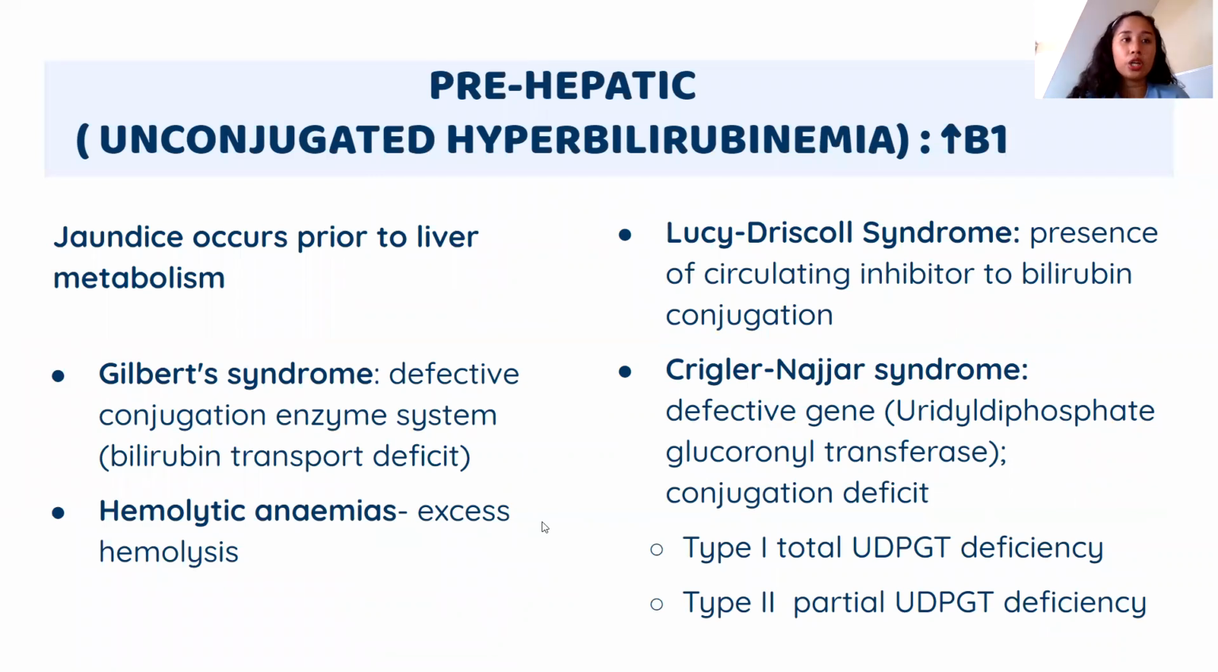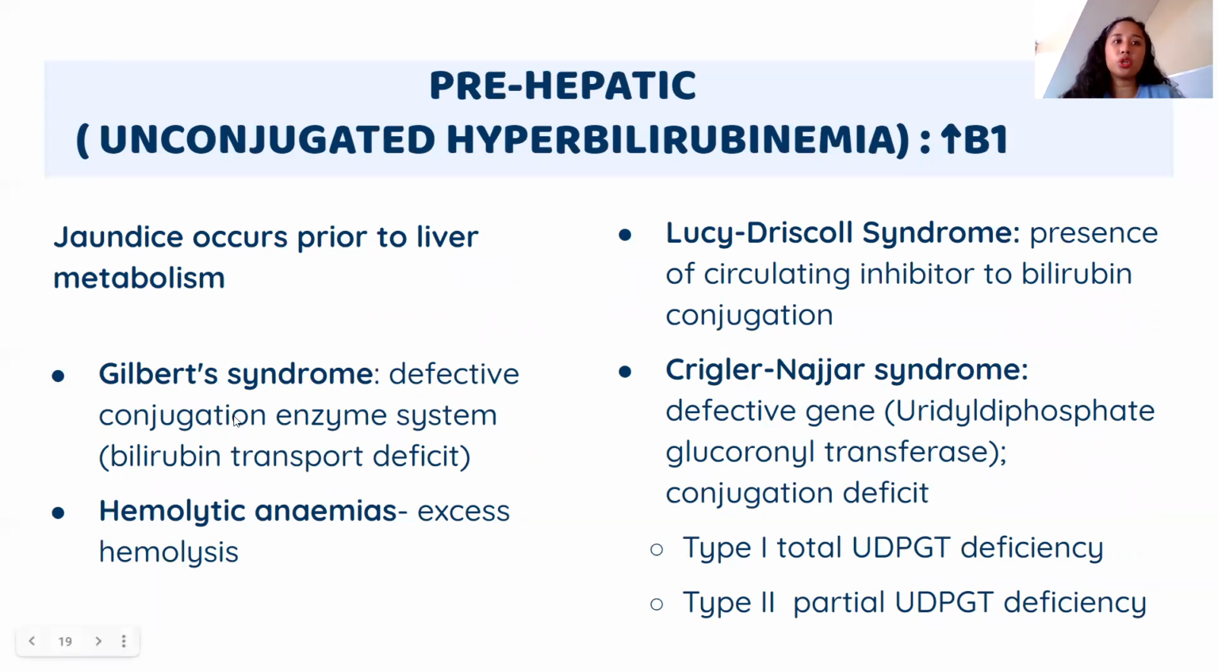So, class, let's start with your pre-hepatic. Expect that in pre-hepatic, it's an unconjugated hyperbilirubinemia, meaning mataas ang B1 or unconjugated bilirubin. An example is hemolytic anemia. Mataas ang heme. Kung mataas ang heme, mataas ang unconjugated bilirubin. What else? We have Gilbert syndrome.